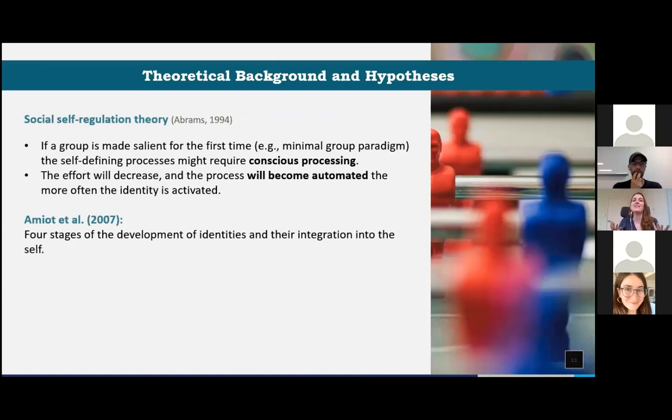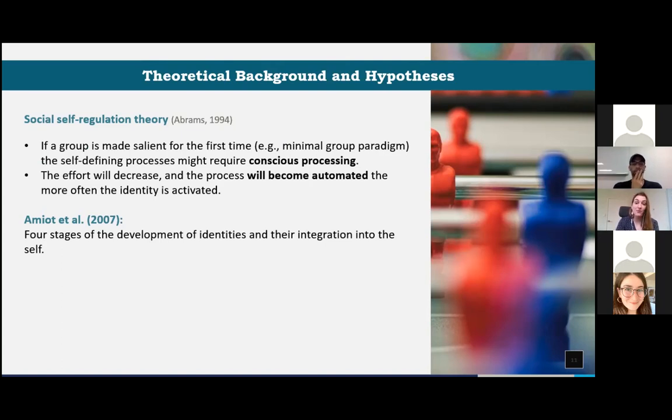Okay, you might ask yourself, why would I expect novel identities to not be as effective in the switching context? We have two theories that would speak towards that. One is social self-regulation theory, which basically says that if a group is made salient for the very first time, as you would have, for example, in a minimal group paradigm, where you tell participants, okay, you're now all of a sudden part of the blue or red team. In this case, self-defining processes take some time, so they take some conscious processing. It's not automatic yet. But the more often you make this identity salient, the process will become more automated.